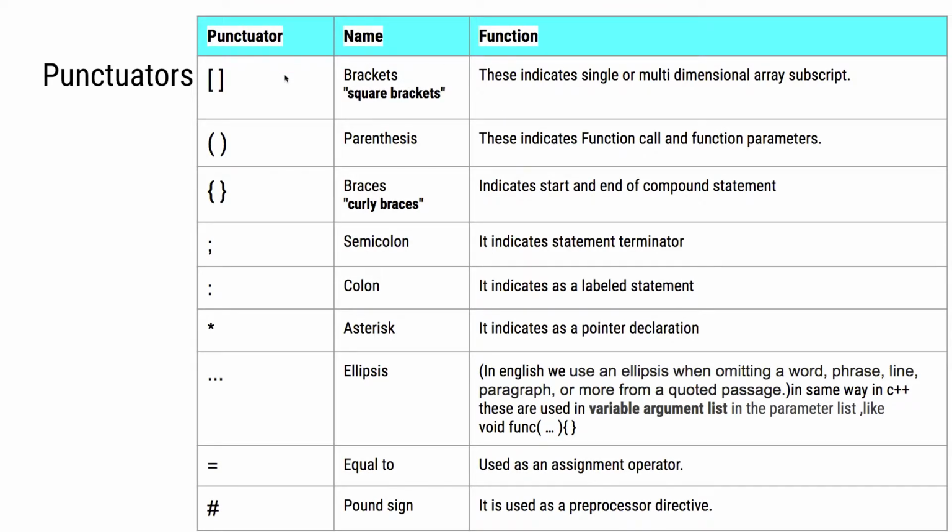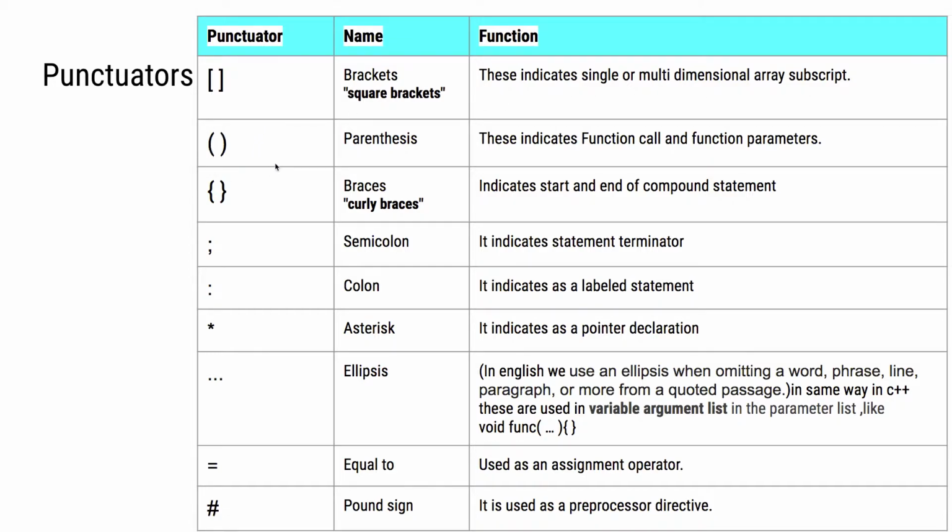Today's video, let's learn about punctuators and then we will be moving towards operators. So first, let's start with different types of punctuators, their names and functions. First one is square brackets. These indicate single and multi-dimensional array subscription.